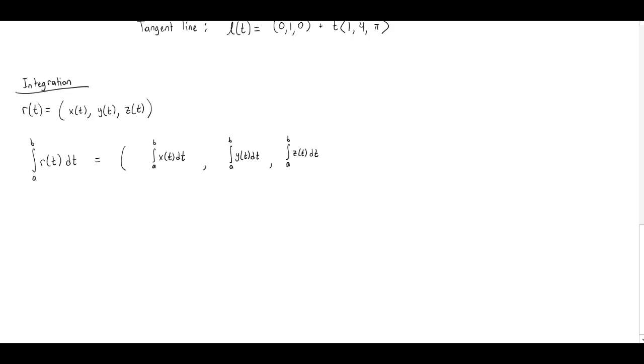So effectively, you'd be doing 3 integrals, 1 for each of the components, and then your answer in the end would be a vector, right? The vector of these 3 values from the 3 integrals. You guys get that? Okay.